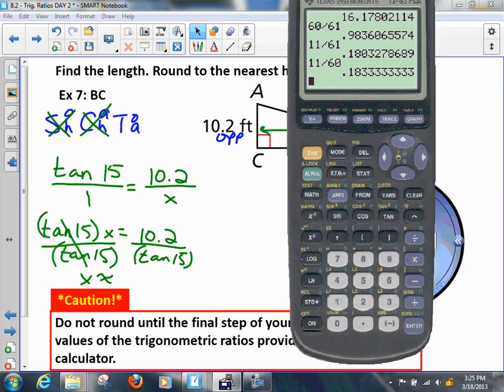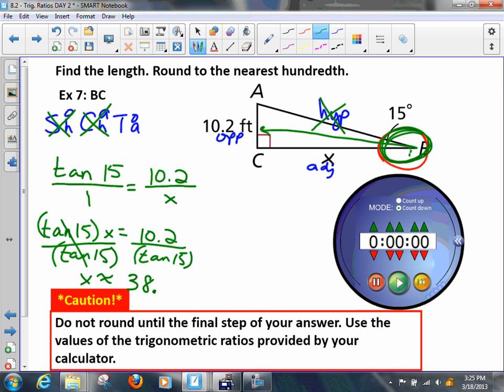All right, here we go. 10.2 divided by parentheses, tangent of 15. And notice that I put parentheses around the whole tangent thing. Did you get approximately 38.1? Yeah? Let's fix it. All right, so 38.07. How many of you had that? Hands? Very, very good. Do you have questions?